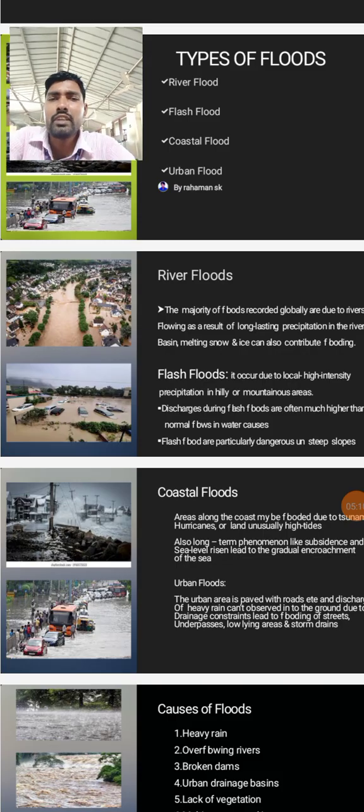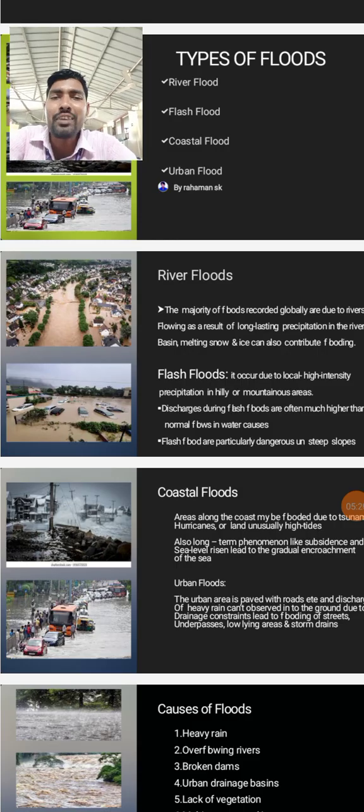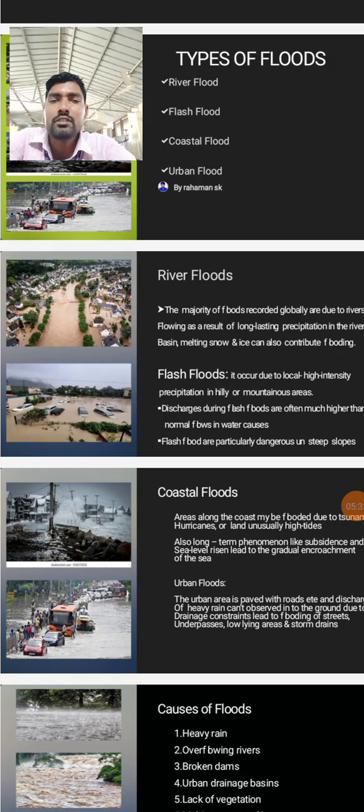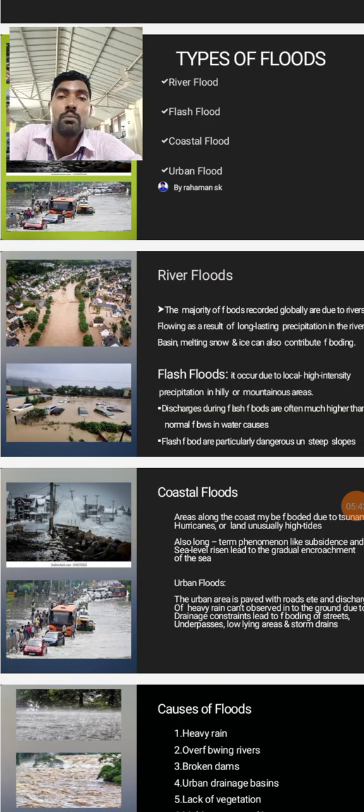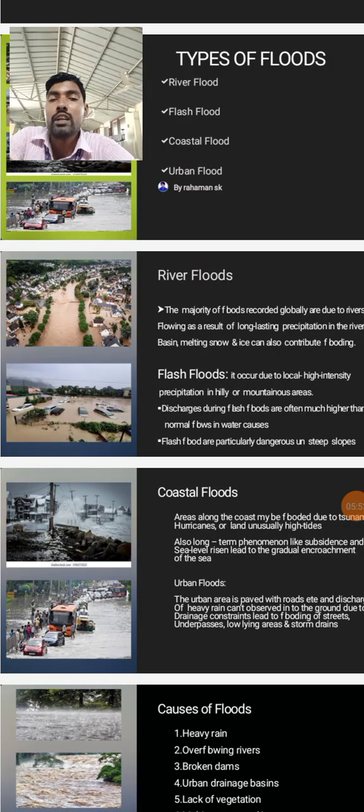So the main cause of flash floods is hilly or mountain areas, where the hills and mountains have heavy slopes, and that slope causes flash floods. The discharge in flash floods is often much higher than normal flows of water. Flash floods are particularly dangerous on steep slopes, where the high slope plays a crucial role. In those slope areas the water flows at very high velocity, and that is why that high-velocity water creates a more negative impact.